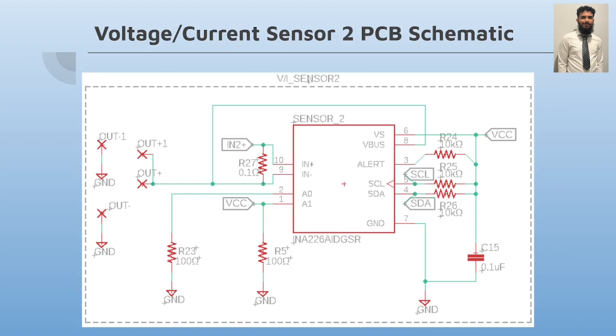And here's sensor 2, which measures the voltage and current right before the final output. And it is pretty much the same as sensor 1, besides its position in the PCB. So in our PCB, we decided to include two outputs, one to connect to a USB breakout board, and the other would just be a DC connection.